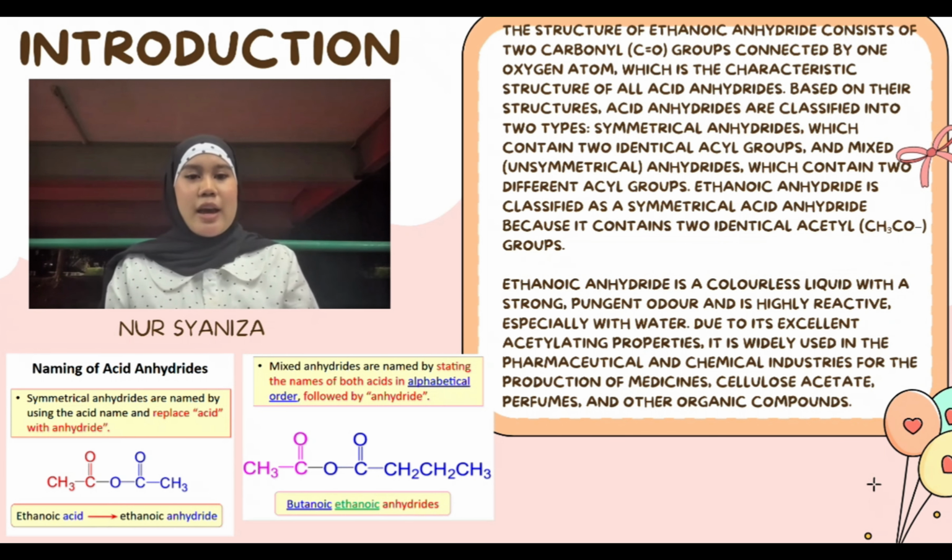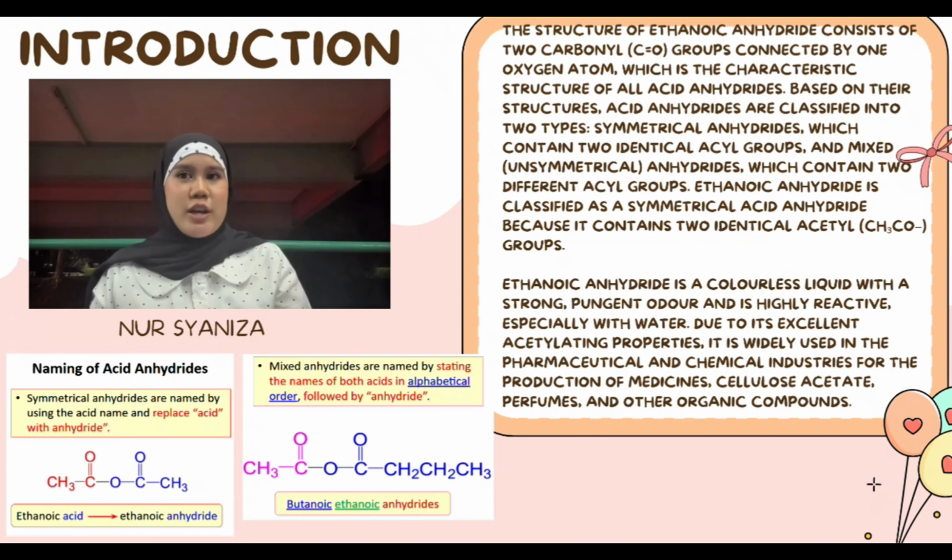Acid anhydrides can be divided into two types. The first one is symmetrical anhydrides, and the second one is mixed anhydrides. A symmetrical acid anhydride contains two identical acid groups, while a mixed acid anhydride contains two different acid groups. Ethanoic anhydride is classified as a symmetrical acid anhydride because it contains two identical acetyl groups, which is CH3CO, joined by one oxygen atom.